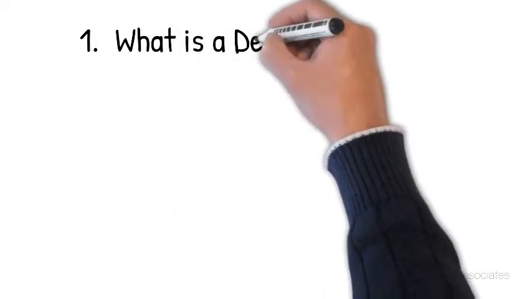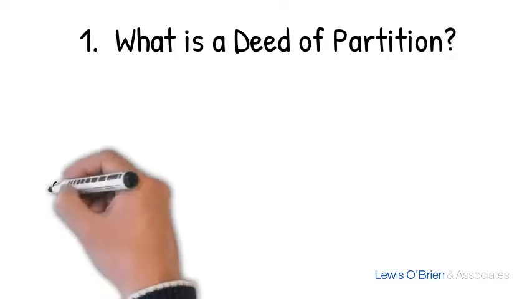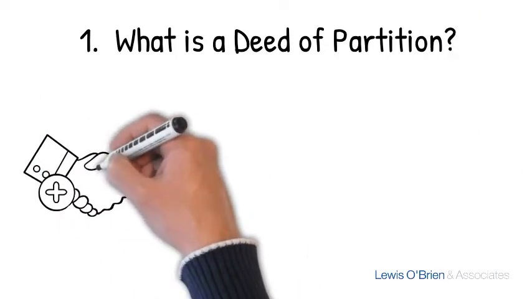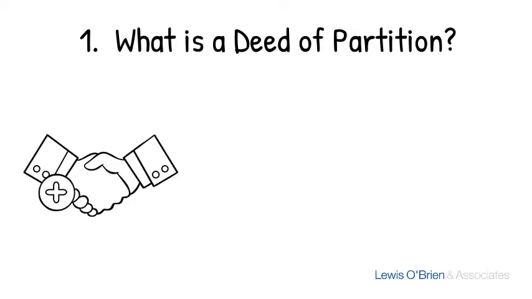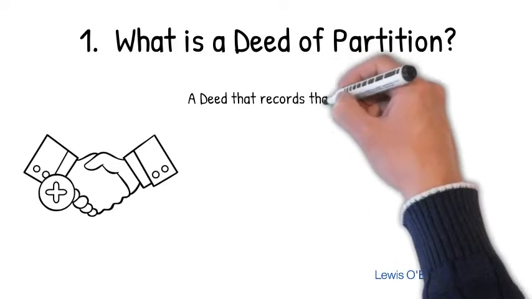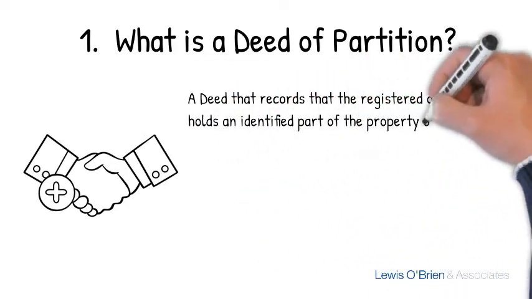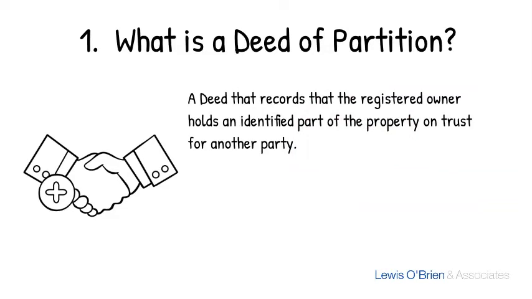So let's talk about exactly what a deed of partition is. It is a written document that specifies that part of the land is held for the benefit of another party. That other party might be one of the purchasers, or they might not be. But it is clear that in the deed of partition, we need to identify who that party is and exactly which part of the land is held on their behalf. In essence, it's a form of trust deed.